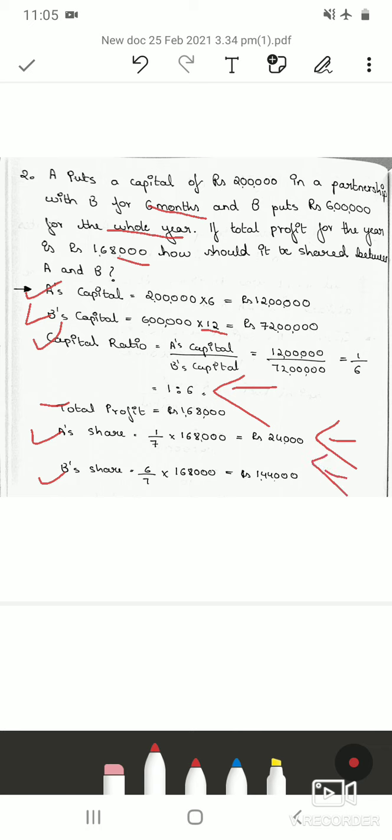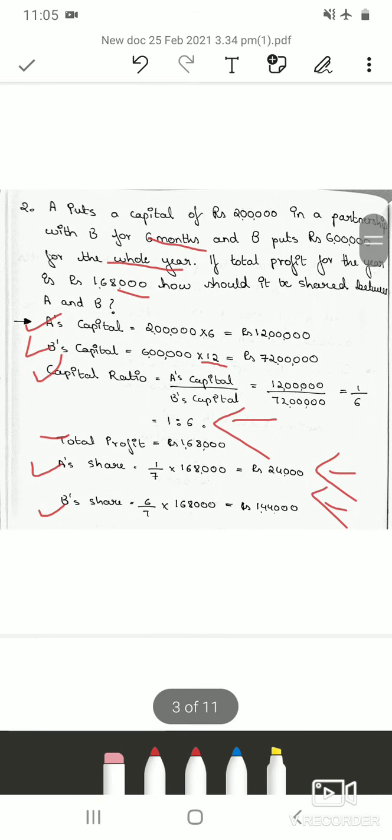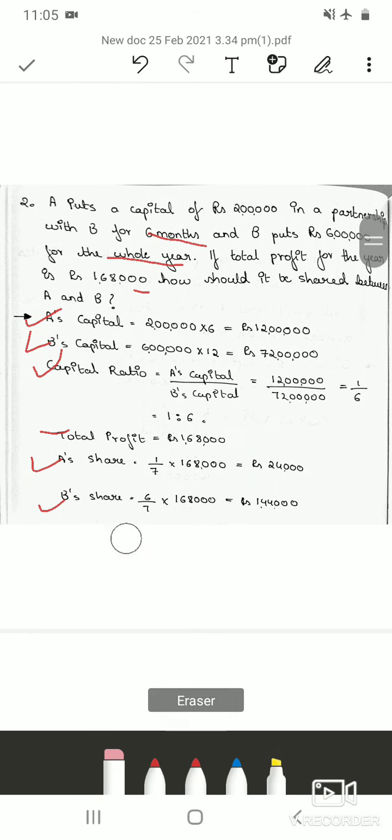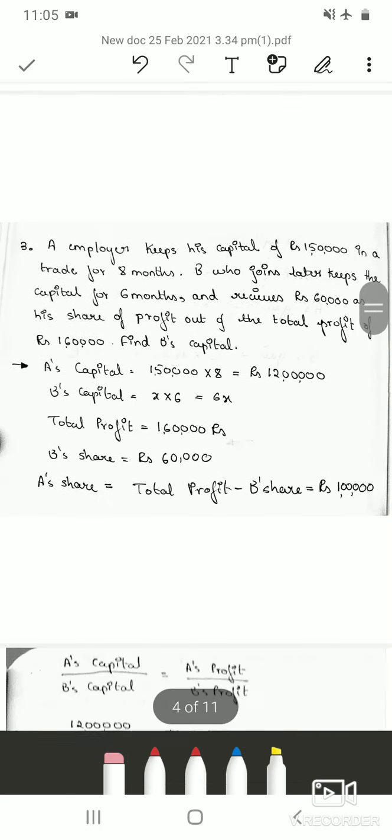1,44,000 rupees. So the difference in this problem was they have given the months or duration in which the partners are investing or they are contributing. In the earlier problem they had just given the capitals. Here they have given capitals along with the time duration. So let us see the next problem.